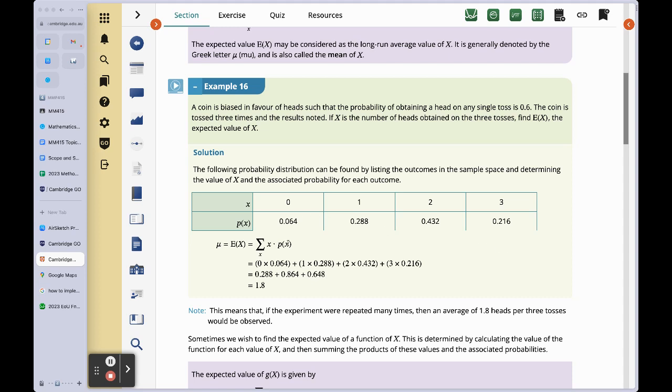That does break down your thinking into little bits, which I do approve of. But if you don't need it and you want to go straight to this kind of calculation right here, then that's absolutely legitimate as well.